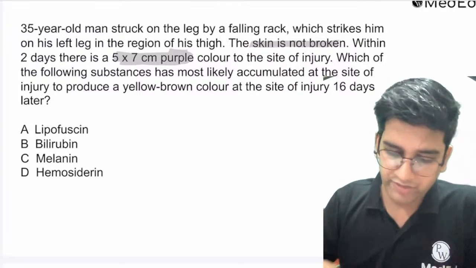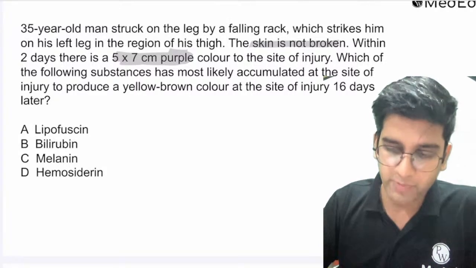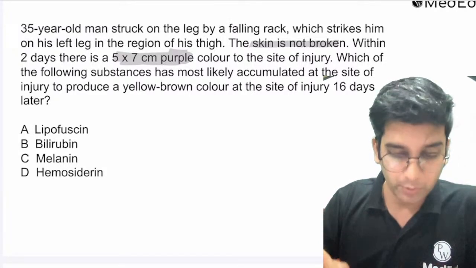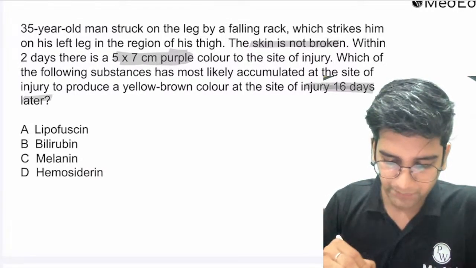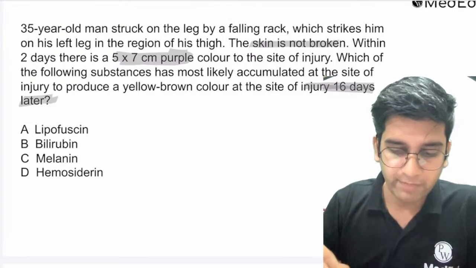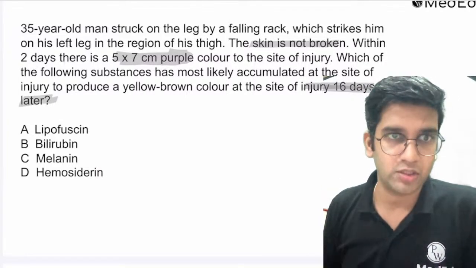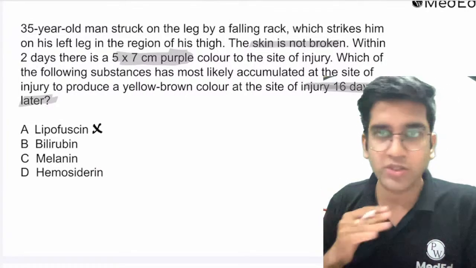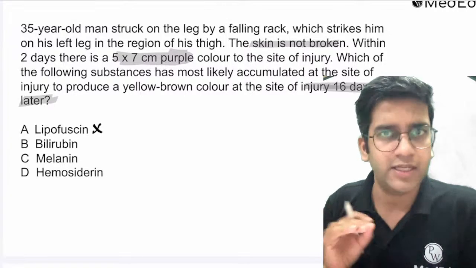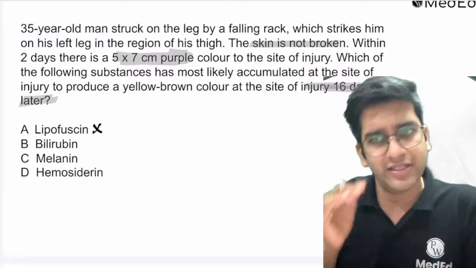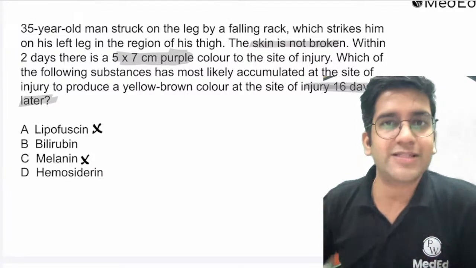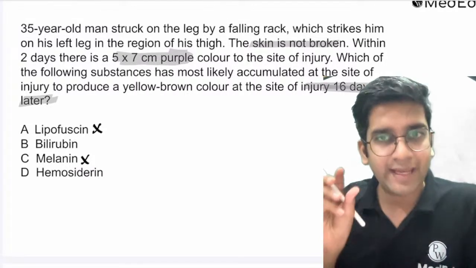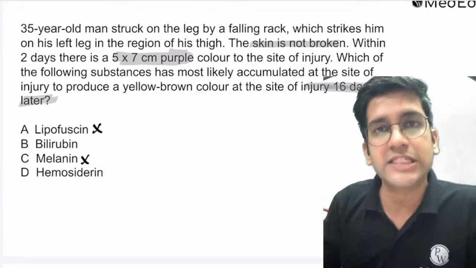Perfect. So which of the following substances is most likely to be accumulated at the site of injury which produces a yellow brown color after 16 days of injury? So here I'm having a patient with a hematoma formation. Lipofuscin is unlikely because lipofuscin is not going to be there in hematoma. Lipofuscin is a wear and tear pigment, we'll straight away ignore that. Melanin also I'll ignore because hematoma has nothing to do with melanin. So it's just hematoma. What will happen in hematoma after 16 days?